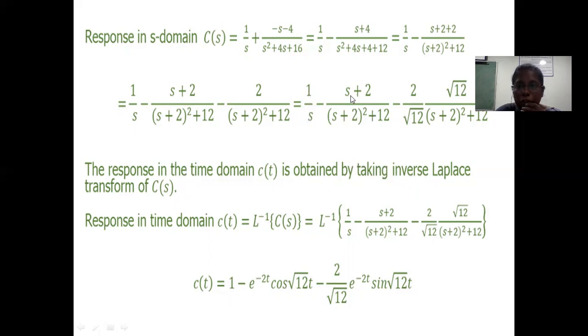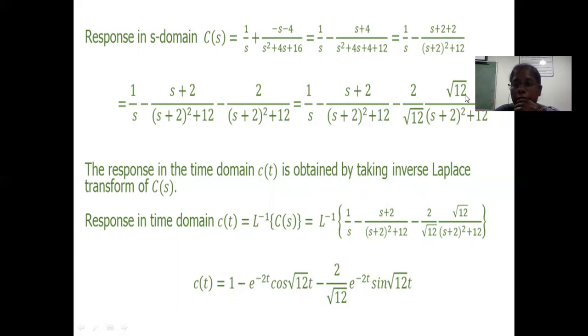Minus, this is in the form of (s plus a) by (s plus a) the whole square plus omega square. We know that the inverse Laplace transform of this term will be e power minus at into cos omega t. Therefore a here is 2, so e power minus 2t cos omega t, where omega square is 12. So what is omega? Root 12, right? So therefore 1 minus e power minus at cos omega t.